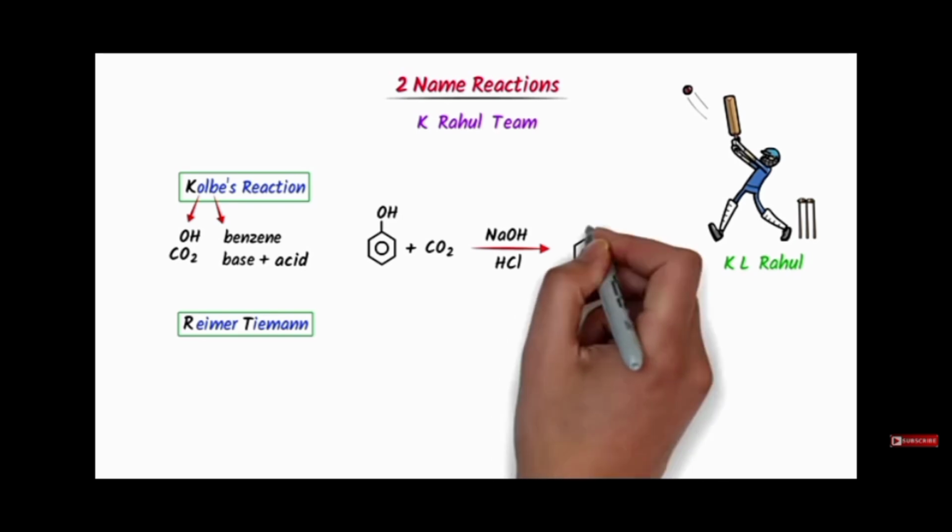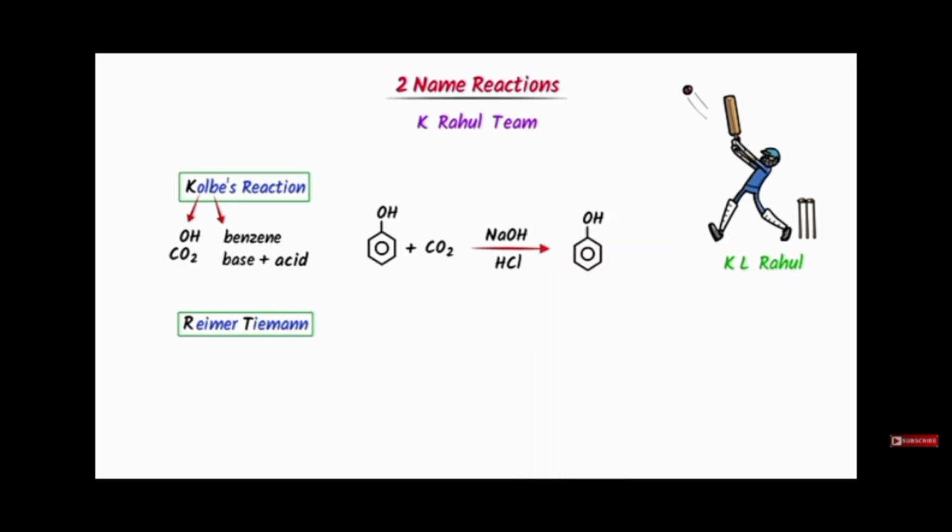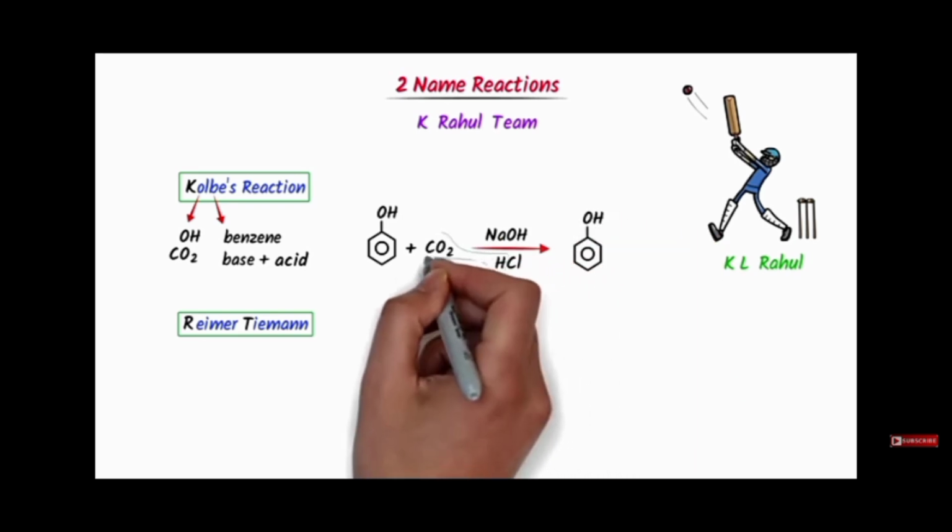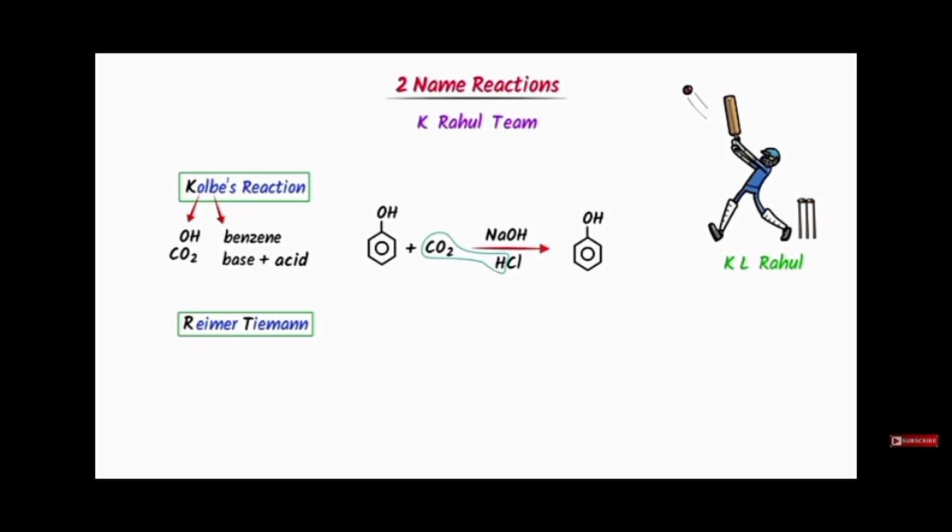I take this phenyl and I write it here. Now I select this carbon dioxide and H of base. Lastly, I attach COOH to this benzene ring. I get salicylic acid. So this is the Kolbe's reaction.